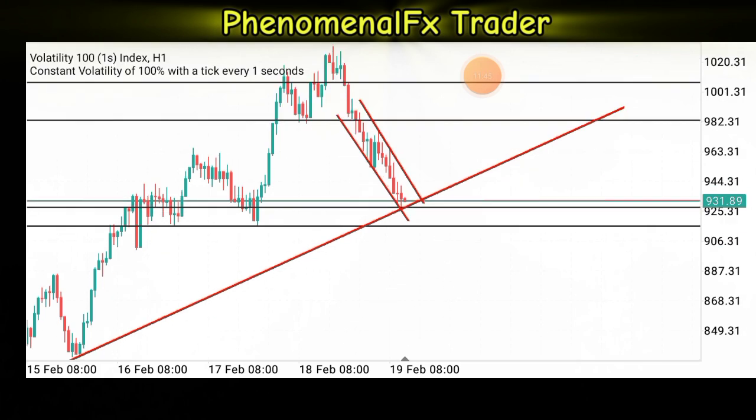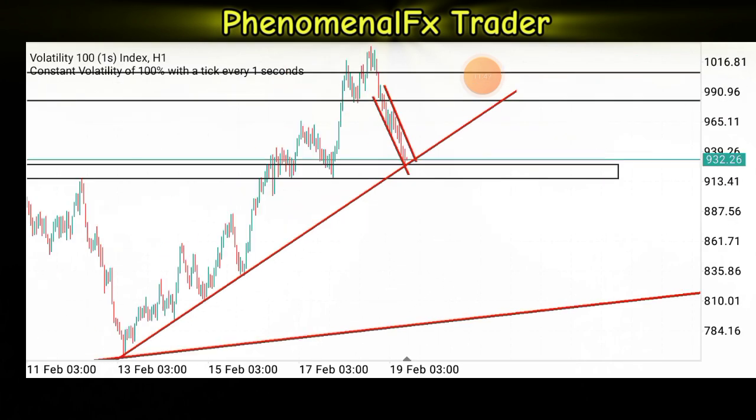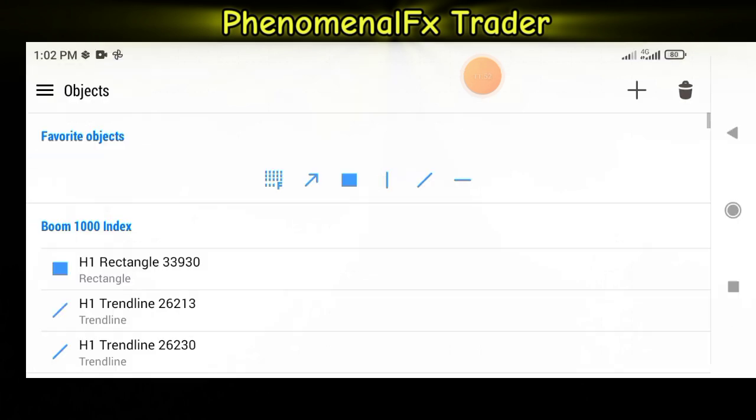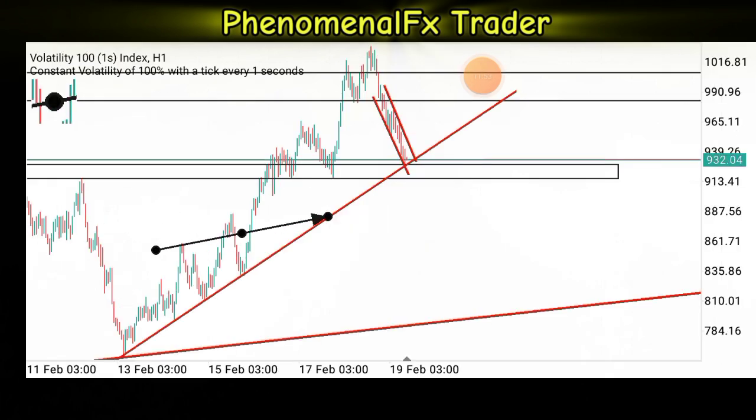But also understand that where you should be targeting is this trend line here, this particular trend line right here. So if you can be patient enough to allow the market to break this trend line and then sell down to this zone, you'll be making so much profit, guys.